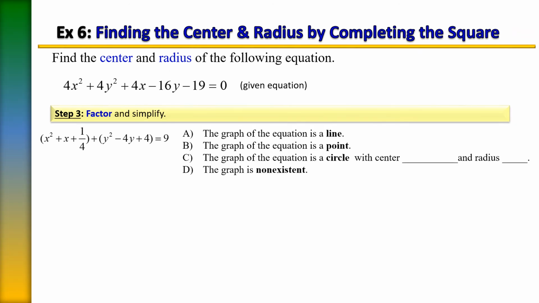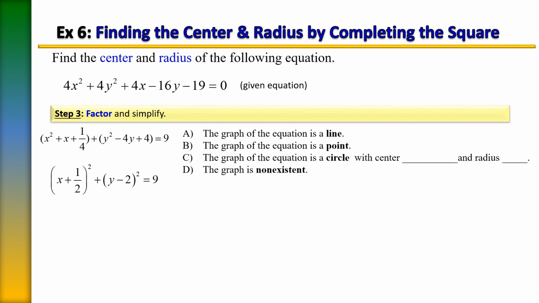Let's factor the x group and the y group. The x trinomial is going to factor into x plus 1/2 squared plus y minus 2 squared equals 9. And recall that if the constant on the right side is some number greater than 0, then it is an equation of a circle.